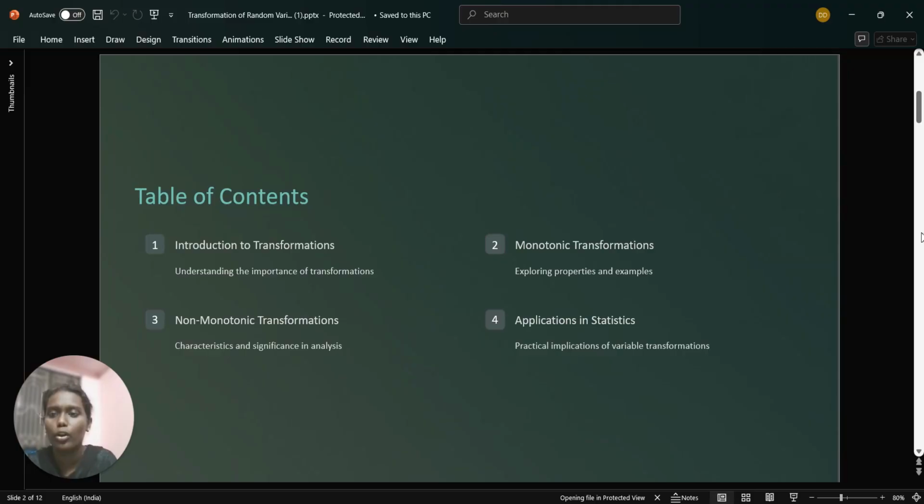We discuss our topic starting from an introduction to transformations, understanding the importance of transformations. After that, we will discuss monotonic transformations by exploring their properties and examples. After that, we will discuss non-monotonic transformations, taking their characteristics and significance in analysis. And finally, we will discuss applications in statistics by considering practical implications of variable transformations.